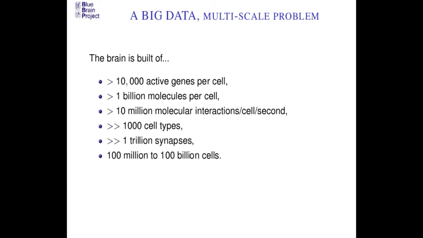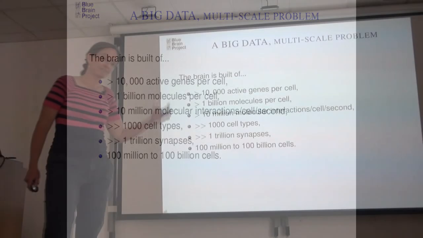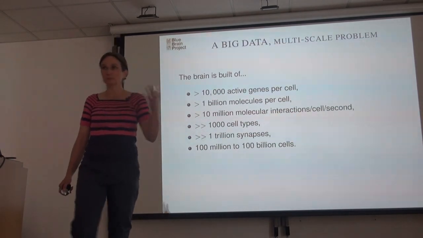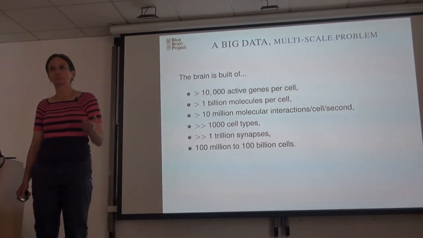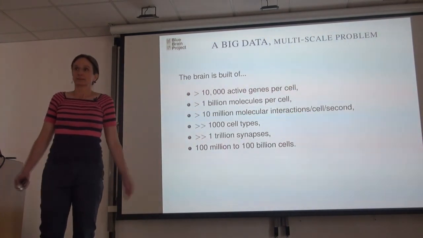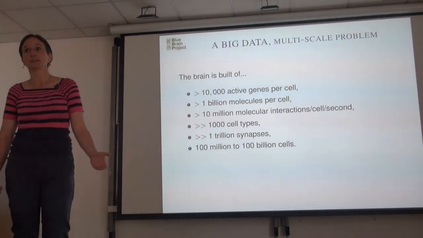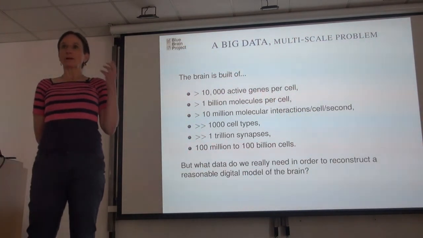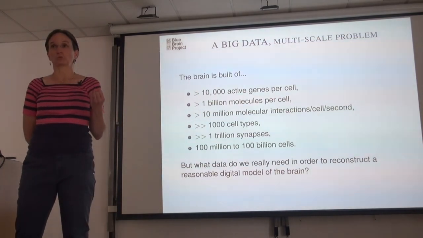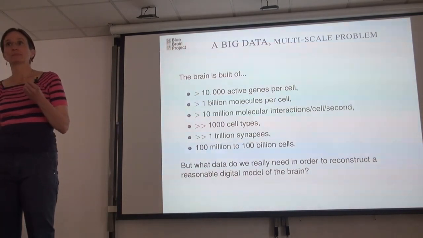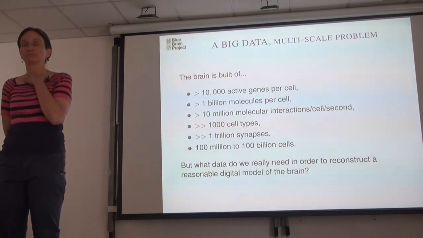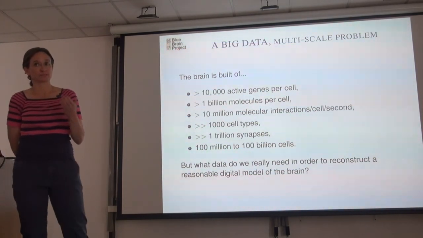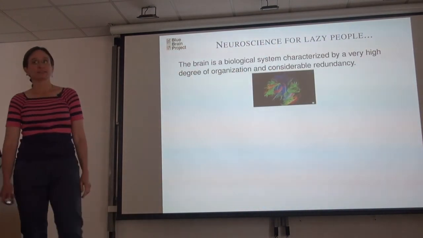And depending on whether you're talking about a mouse or a human, it's anywhere from 100 million to 100 billion cells. So if you really had to know everything about everything that was going on simultaneously in order to understand what was going on in the brain, it goes way beyond the capacity of any computer that we have currently available. So we have to ask ourselves the question, what information do you really need in order to reconstruct the brain, in order to understand something about the brain's structure, the brain's function, and how its structure influences its function?